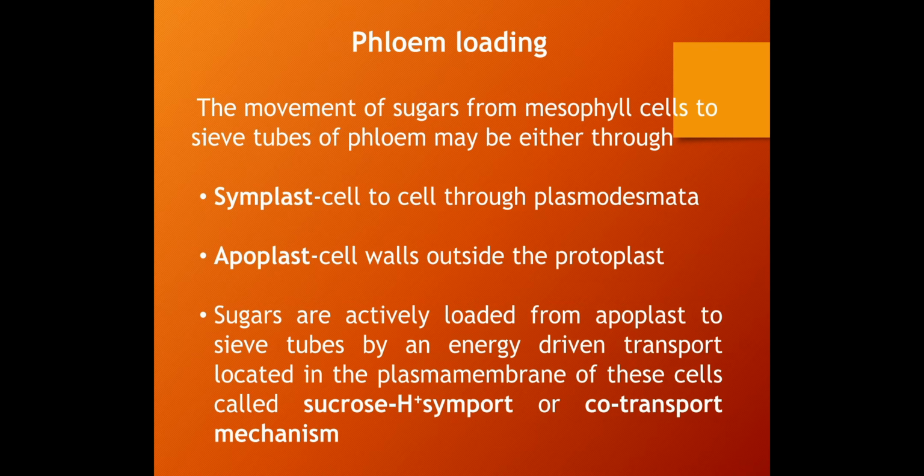So, what is phloem loading? The movement of sugars from the mesophyll cells to the sieve tubes of phloem may be either through symplast or apoplast. Symplast is cell to cell movement through plasmodesmata. Apoplast is the cell walls outside the protoplast. Sugars are actively loaded from apoplast to sieve tubes by an energy driven transport located in the plasma membrane of these cells called sucrose H plus symport or co-transport mechanism.